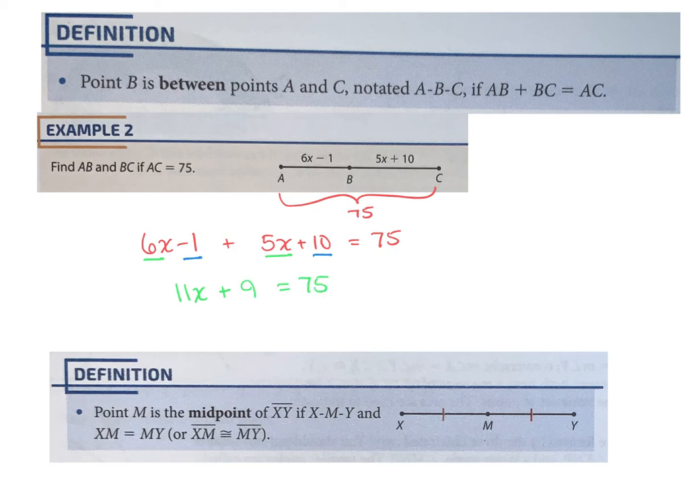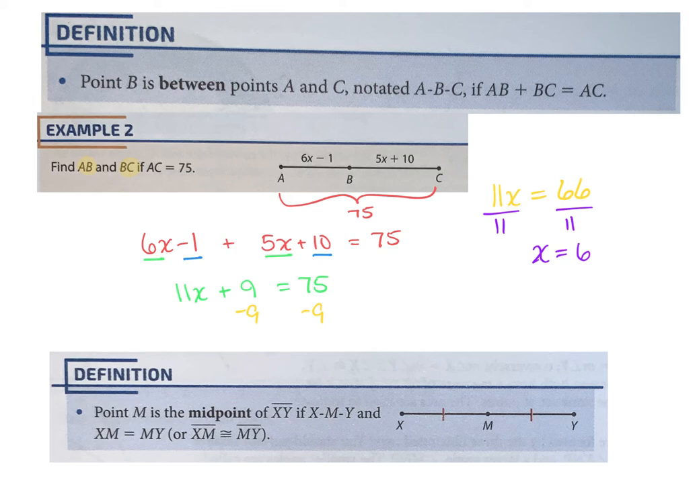How do I solve this? What do I do first? Subtract my 9. I have 11x equals what? 75 minus 9 is? There we go. And then my last step here is to divide by what? So x equals what? Have I finished my question? What did they ask me to solve for? So they wanted me to solve for AB and BC. That means they want the length of AB and the length of BC.